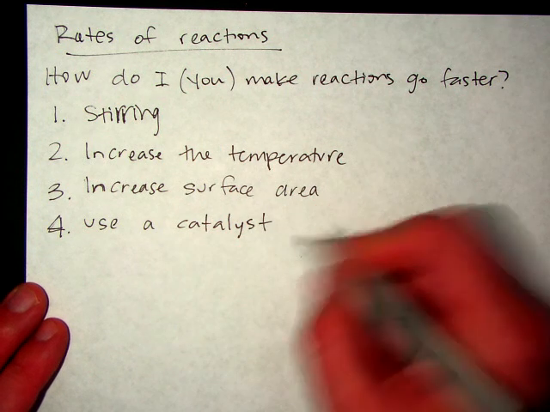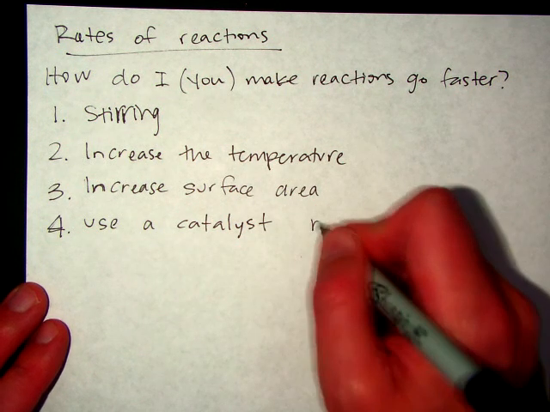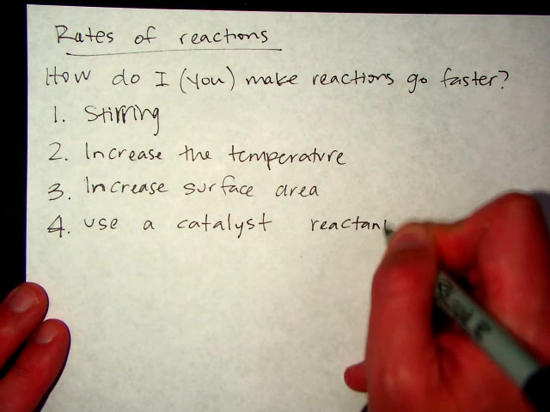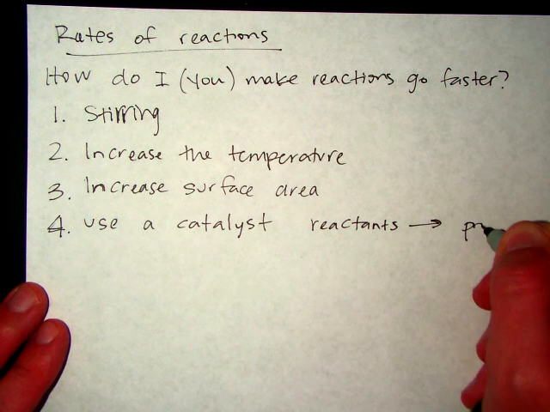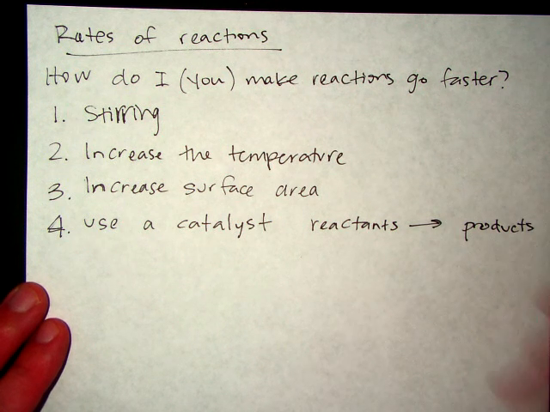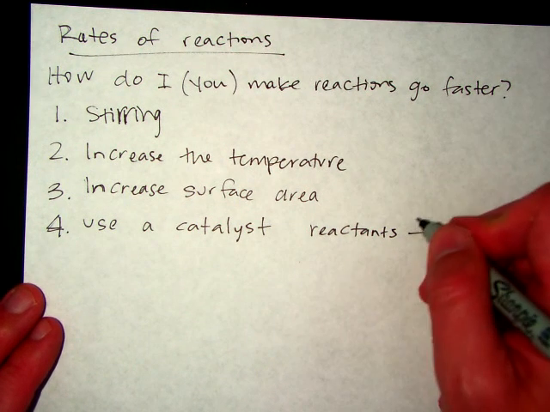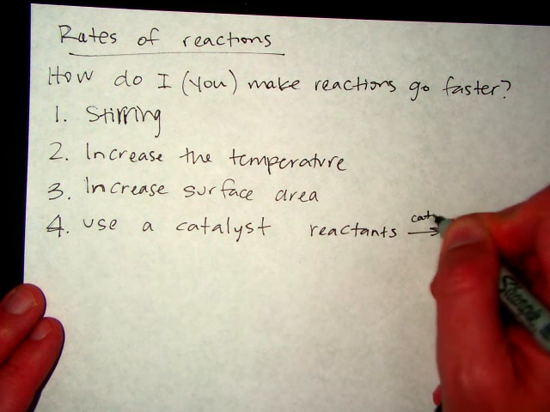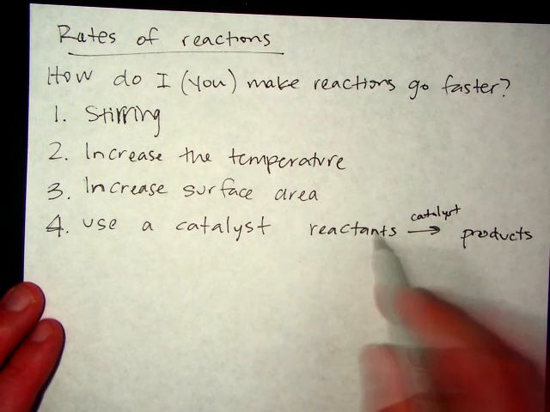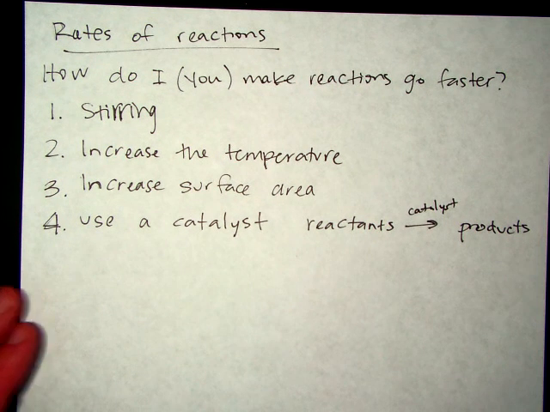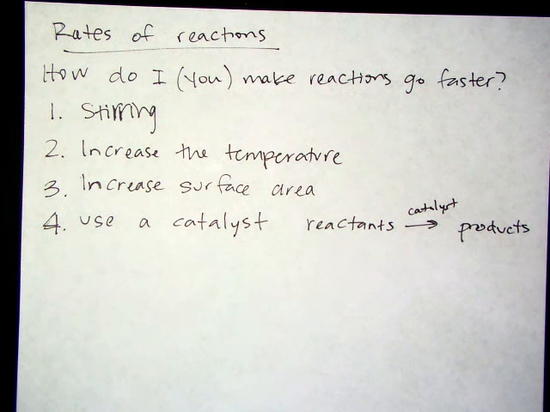In a reaction, you've got reactants and you've got products. And a catalyst works right here to make this process happen faster. It's sort of like a third party that helps you get from the reactants to the products without actually taking part in the reaction.